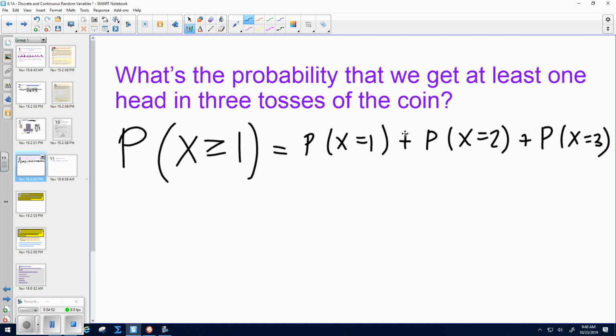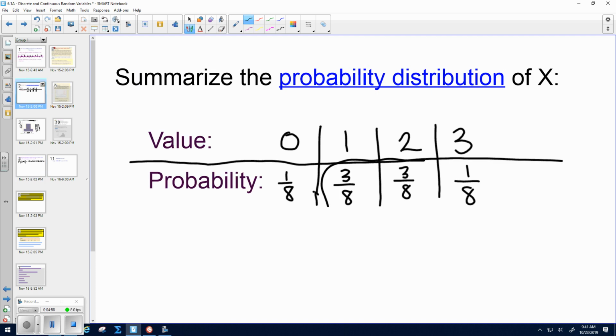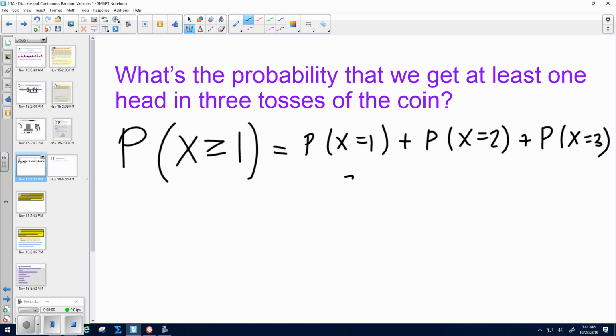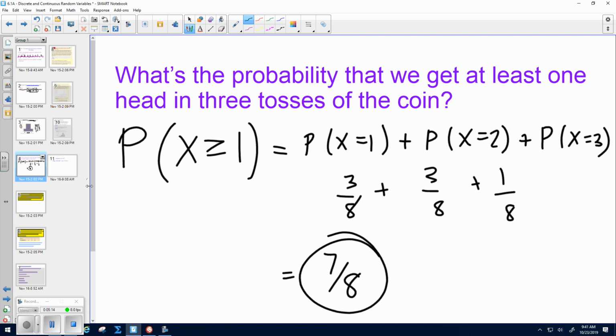So the probability of at least 1, if you go back to your table, at least 1 means I get 1, 2, or 3, which means I'm adding 3/8 plus 3/8 plus 1/8. And I get 7/8. At least one also means 1 minus the probability of none. If I did it this way, I would have done 1 minus 1/8 and still gotten 7/8, because none, meaning no heads, which was 0, is 1/8 of the time.